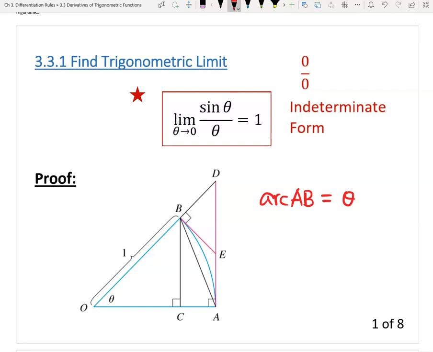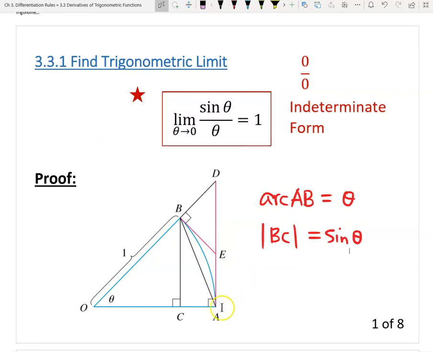The second result we need is BC. What is BC? Let's look at the small right triangle BCO. How do you find BC? Of course, BC over OB is sin theta. OB is 1. Therefore, BC equals sin theta, right? Good. Let me write it down here: this is sin theta.